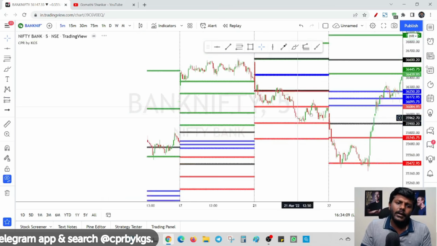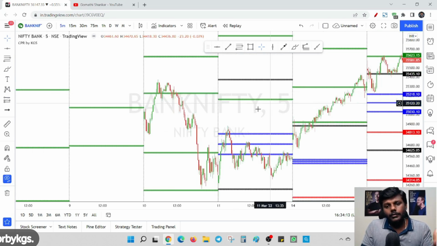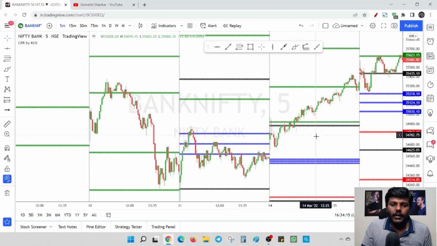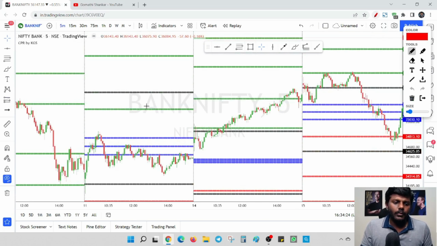Now let me go back a few weeks and try to explain this in a better way, with this day as an example. Now if you observe March 11 and March 14, it is similar to today's market. Now this is day 1. We are having a descending CPR. So let's assume this is day 1. Now the candles are opening above daily CPR.